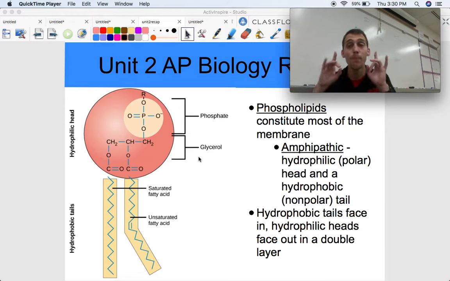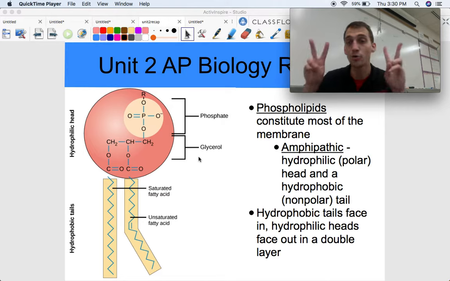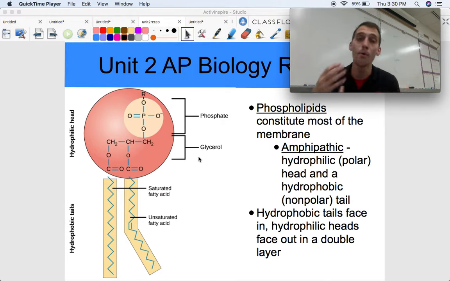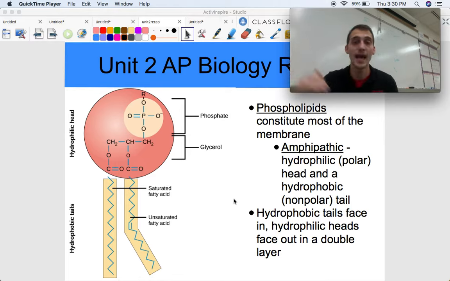Now, this is not a polar molecule. Remember, polar molecules have a slight negative charge on one side and a slight positive charge on the other side. That's what makes it polar, right? This is different. Amphipathic means there's a polar side and a non-polar side to each of these molecules. It has a hydrophilic, meaning likes water, polar head, and a hydrophobic tail. The hydrophobic tails face in, and the hydrophilic heads face out.